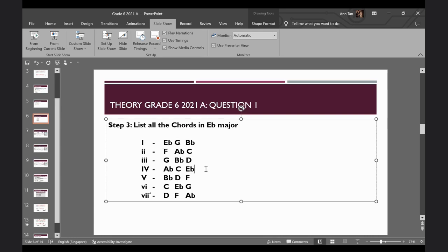Chord 4, A flat, C, E flat is an A flat major chord. So with uppercase. Chord 5, B flat D F is a major chord. So uppercase. Chord 6, C E flat G is a minor chord in lowercase. And chord 7, D F A flat is a diminished chord. So with this small little symbol over here.